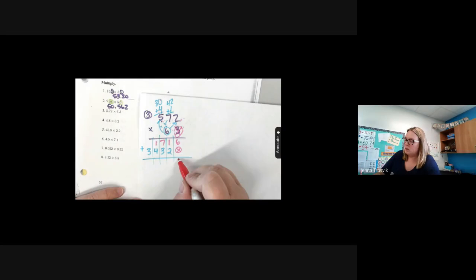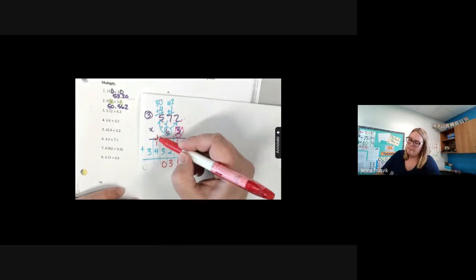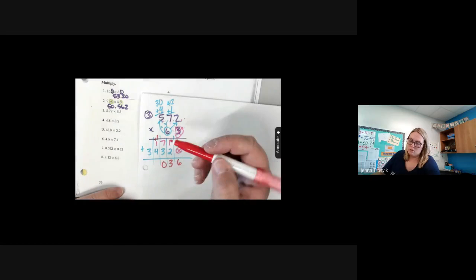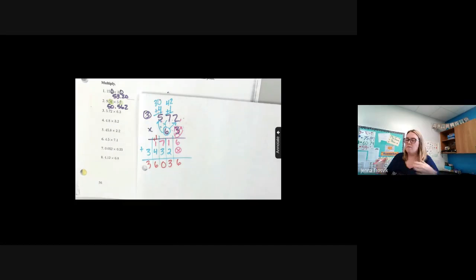6 plus 0 equals 6. 1 plus 2 equals 3. 7 plus 3 equals 10. I put my 0 down below and I carry my 1. 1 plus 1 plus 4 gives me 6. 3 plus nothing gives me 3. It's a very long number.